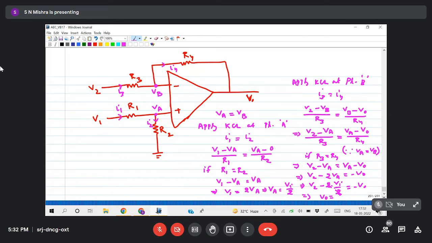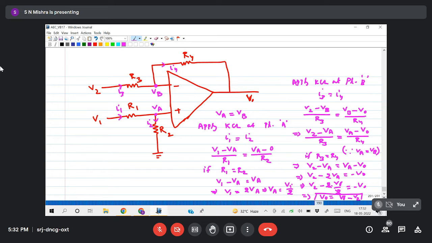Here it is negative, so multiplying by negative, I will get V1 minus V2. This is V1, no? V1 minus V2. Yes, sir. V1 minus V2.